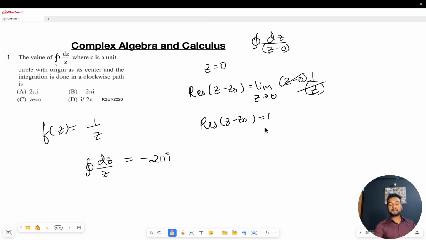In Cauchy-Riemann integral we use a minus sign when a clockwise path is used. If an anti-clockwise path is there, we use plus. So it is minus 2 pi i into the sum of residues. Since there is only one pole, we will get only one residue, that is 1. So the answer is minus 2 pi i. So option B is correct.